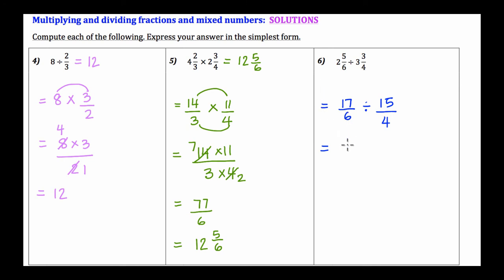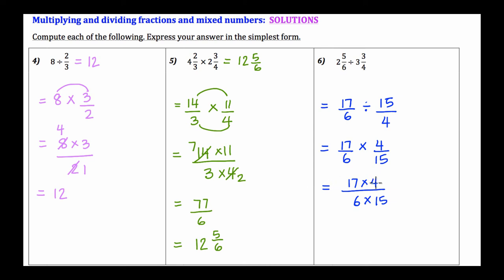So we keep the first number the same, that's 17/6. Change the division into a multiplication and find the reciprocal of the divisor, which is 4/15. And then we simply multiply the numerator with the numerator and the denominator with the denominator.